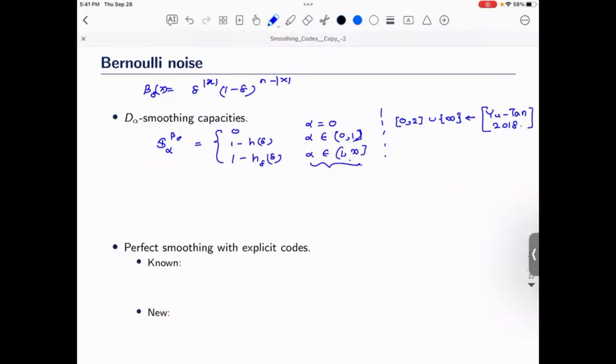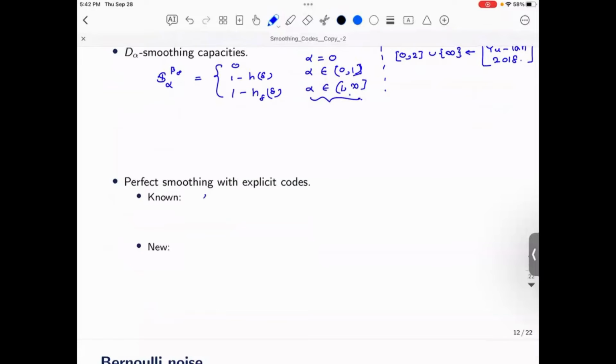Again, if I try to explain why we are considering Bernoulli noise, we can go back to the wiretap channel because it has some implications. Now again, we want to achieve perfect smoothing with explicit codes. As mentioned earlier, if alpha is equal to 1, we know that a version of codes achieve S1 alpha. Sorry, this is by Mahdavifar and Vardy, 2011, and similar work was done by Bloch, Luzzi, and Cleaver in 2012.